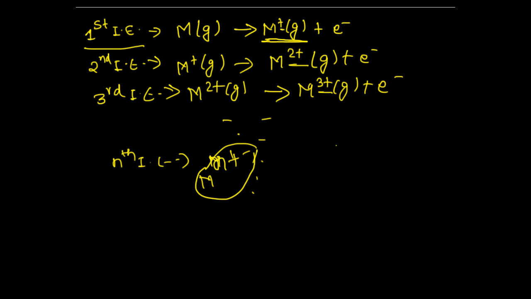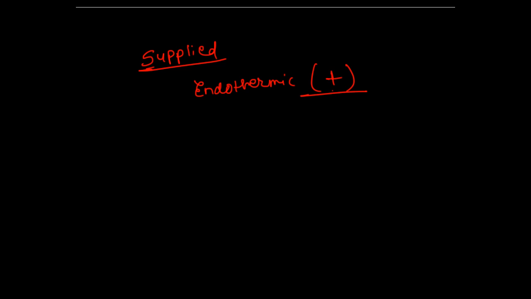So now let's read about the factors affecting ionization energy and the properties of ionization energy. Let's talk about the property of the energy. Now, since in the definition we have noted that the ionization energy is the amount of energy supplied, supplying energy means the ionization energy is endothermic, with a plus sign.